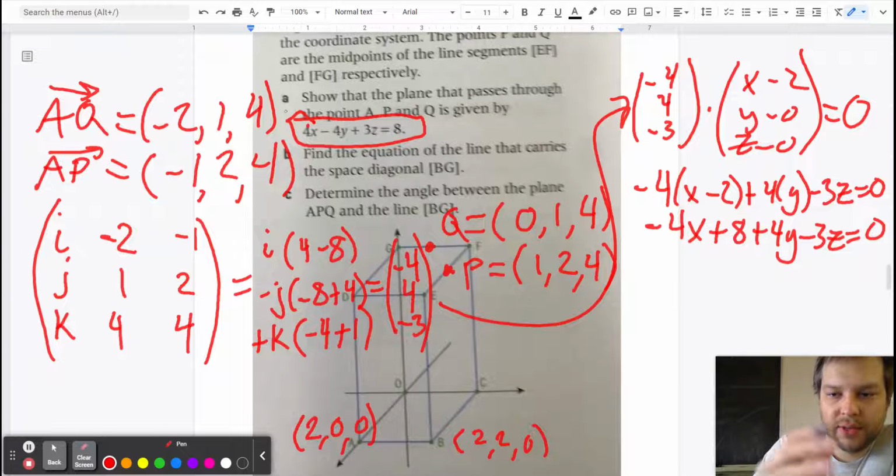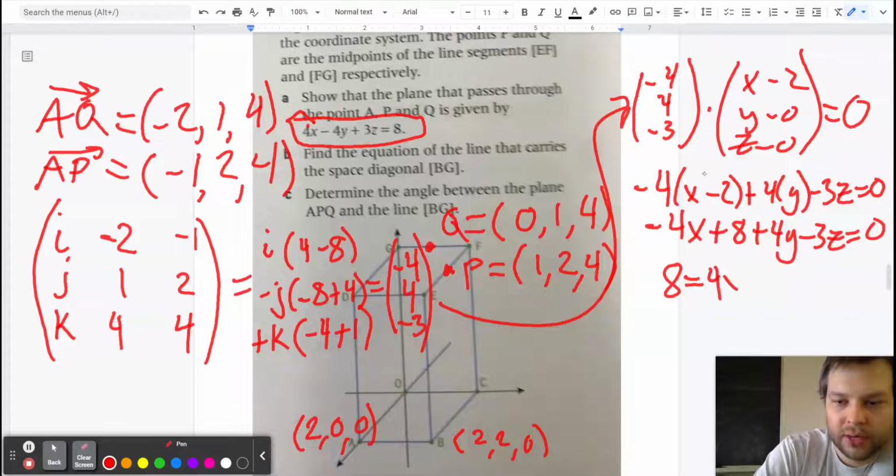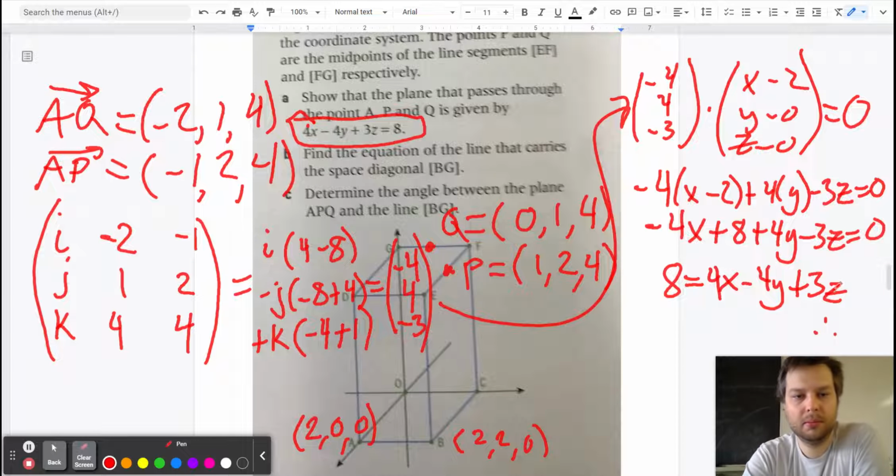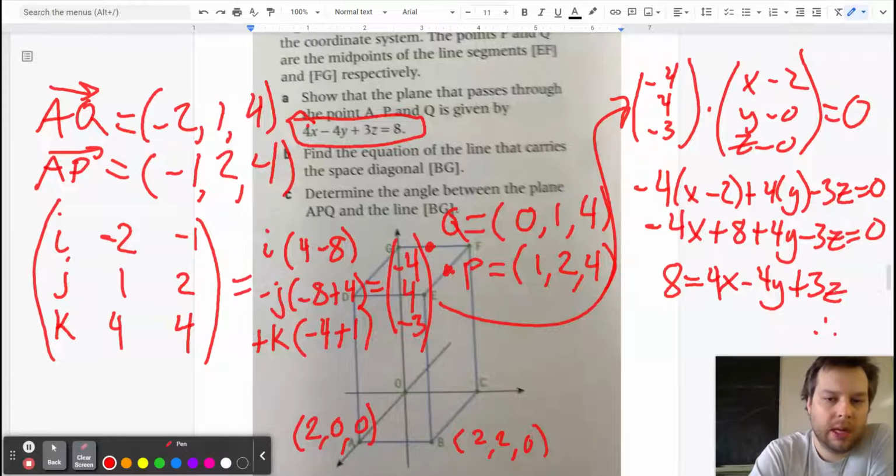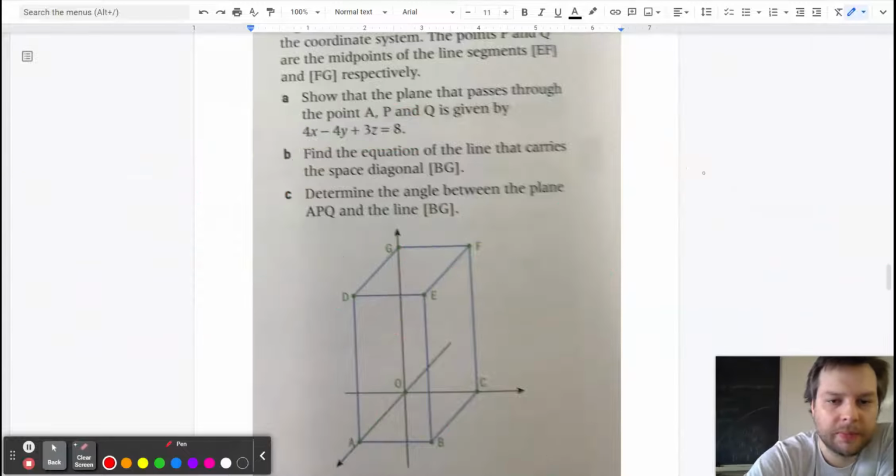And so I'm going to move the 4x and the 4y and the 3z to the other side, and I get 8 equals 4x minus 4y plus 3z as requested. Bueno. So now I'm going to delete everything because I already have the answer right there.